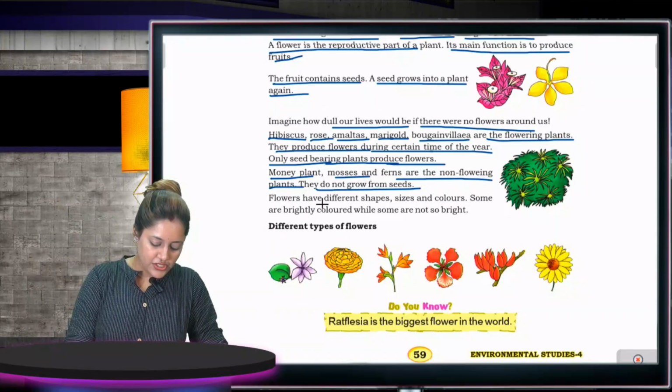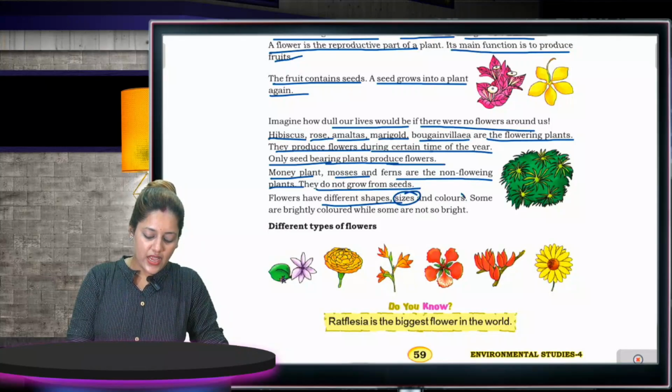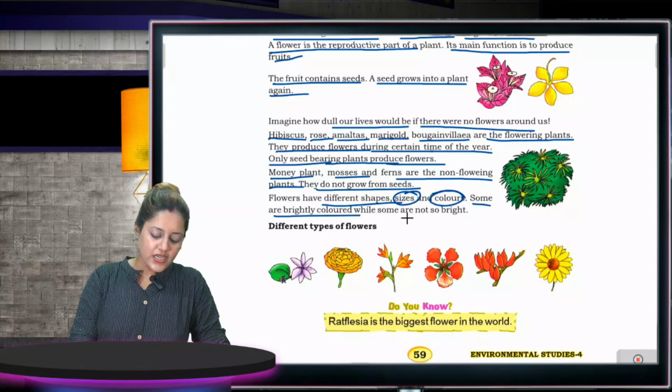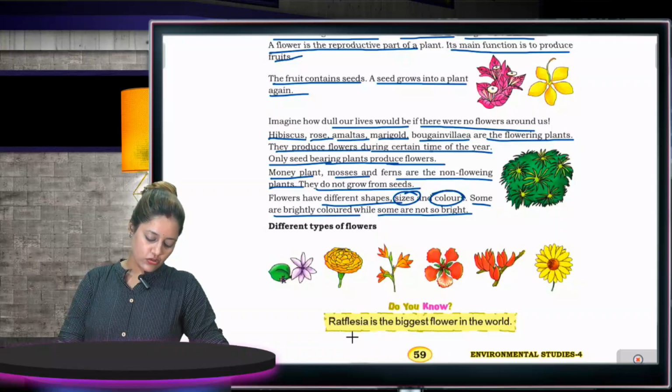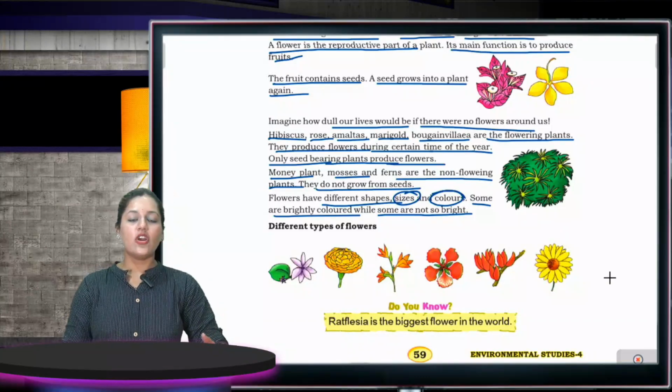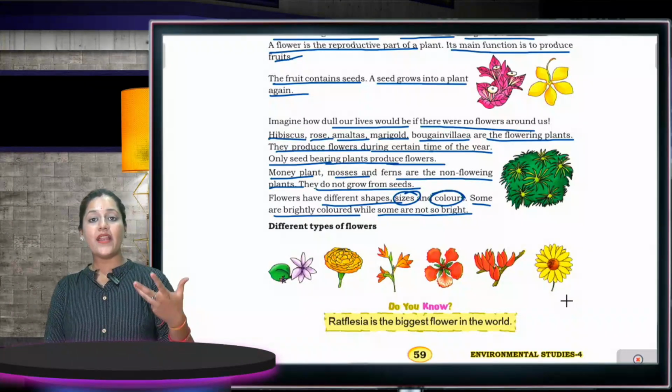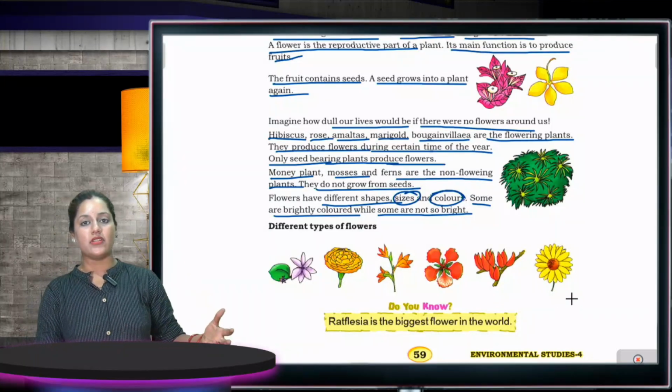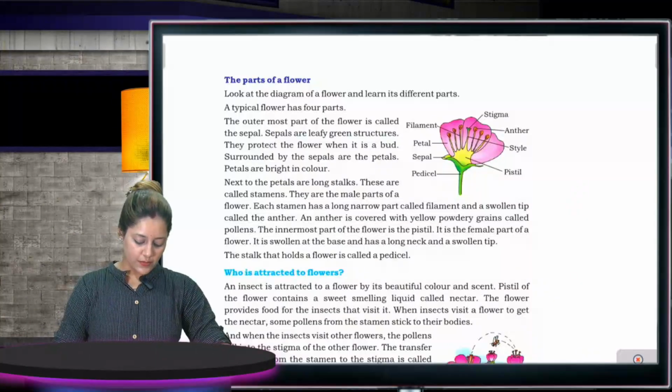Flowers have different shapes, sizes and colors. Some are brightly colored while some are not so bright. So as you have seen, rose, lily, marigold, these are very bright flowers. Why? Because their colors are very bright.